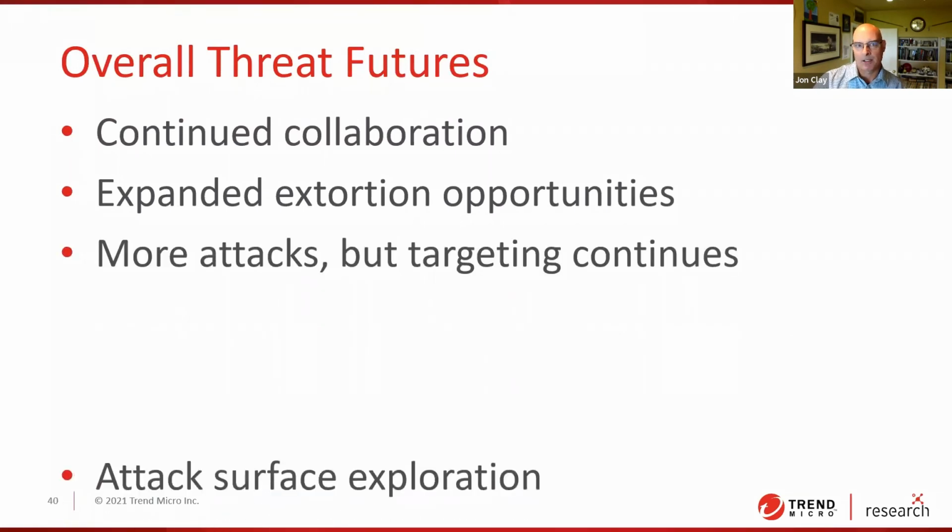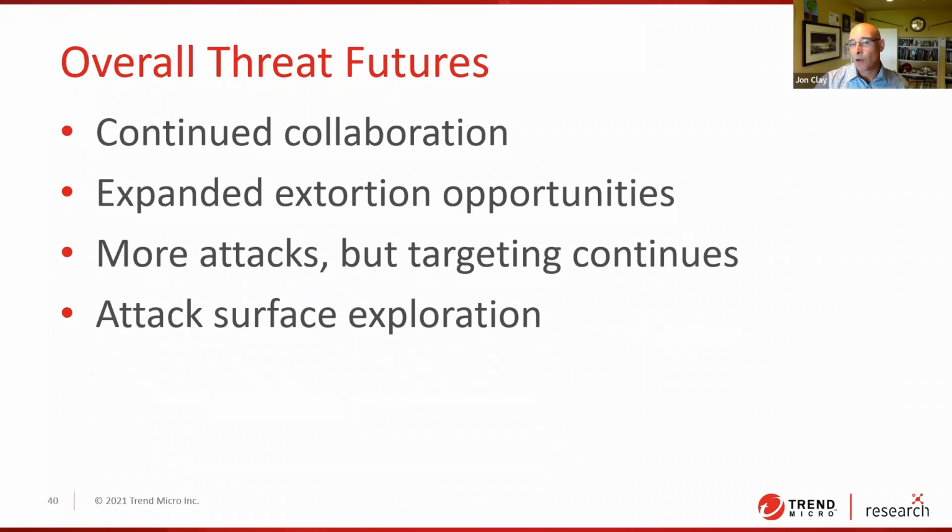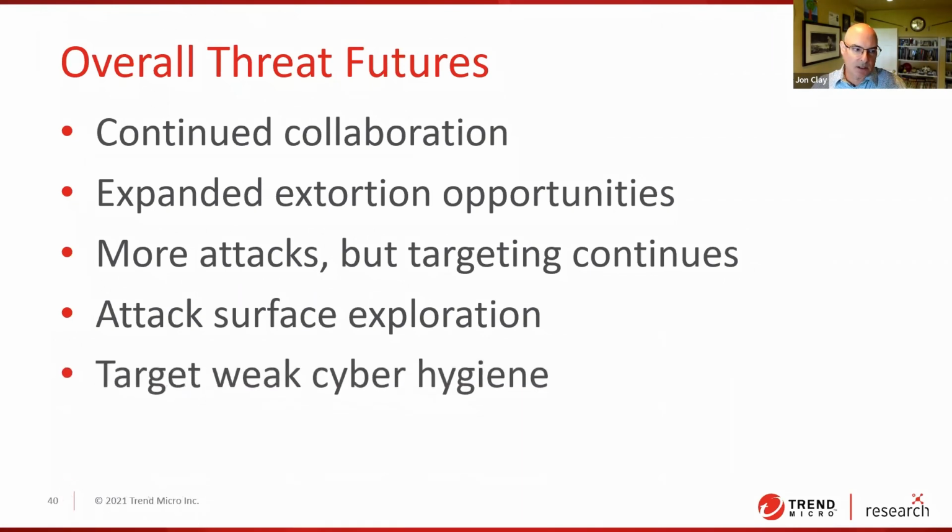That big game hunting we're going to see more and more of, even though our numbers are not showing that, because again, we had a 56% increase in the number of total blocks year over year, up to 62, almost 63 billion threats blocked in the first half. Attack surface exploration is going to continue. They're going to target weak hygiene.